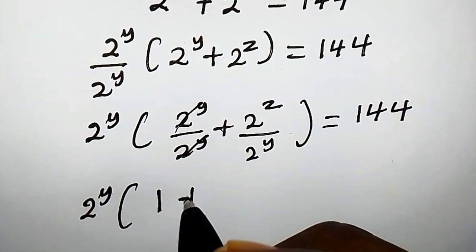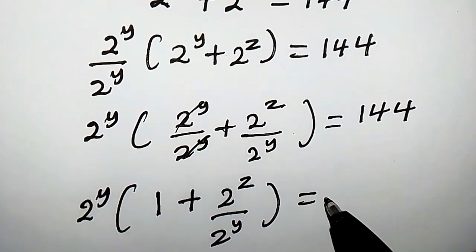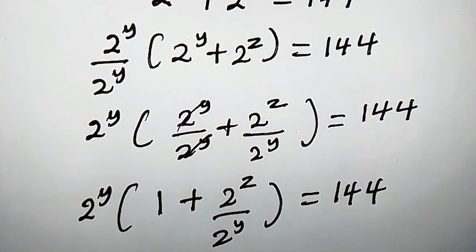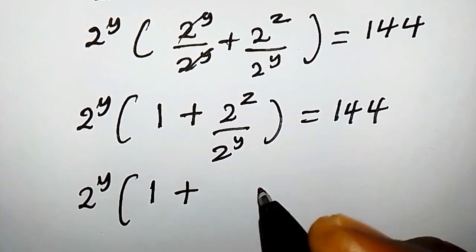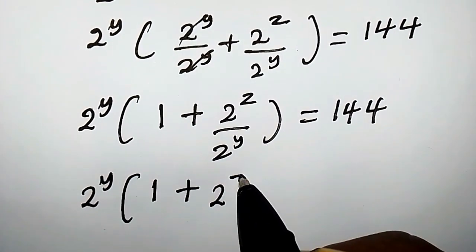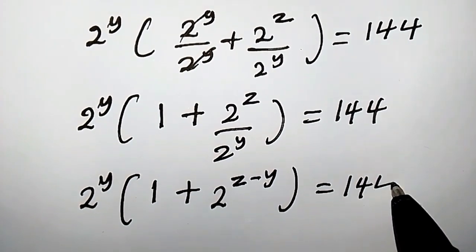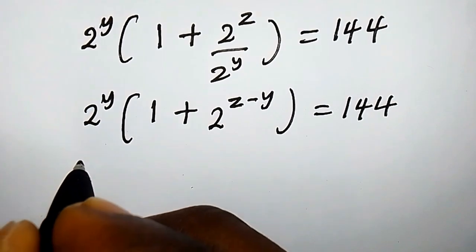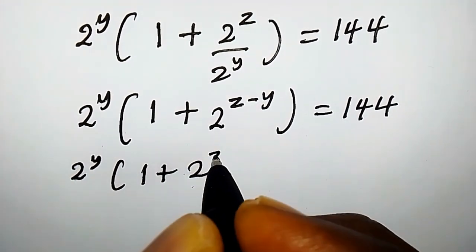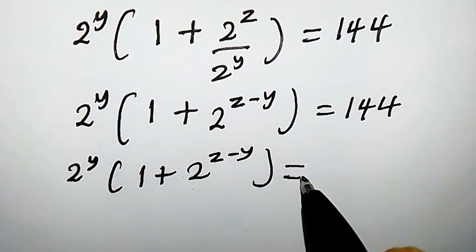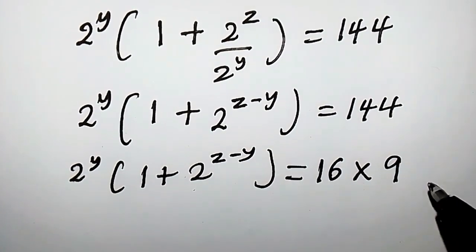2 to the power of y into, of course, this term takes care of itself, so we are left with 1 plus 2 to the power of z over 2 to the power of y equals 144. That's 2 to the power of y into 1 plus, this is the same thing as 2 to the power of z minus y, equals 144. So let's proceed further. We have 2 to the power of y into 1 plus 2 to the power of z minus y equals 144, which is the same thing as 16 times 9.